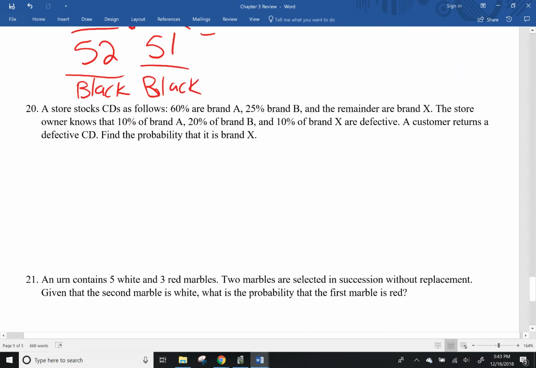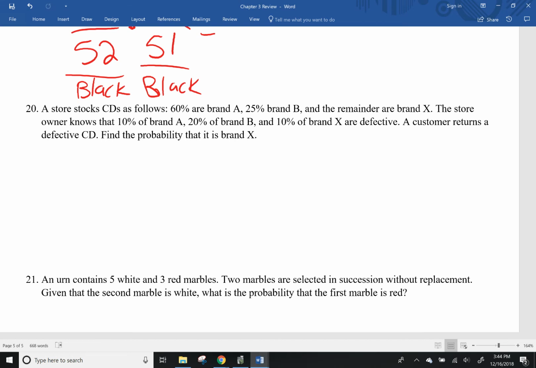So number 20, a store stocks CDs as follows: 60% are brand A, 25% brand B, and the remainder brand X. The store owner knows that 10% of brand A, 20% of brand B, and 10% of brand X are defective. A customer returns a defective CD. Find the probability that it is brand X.